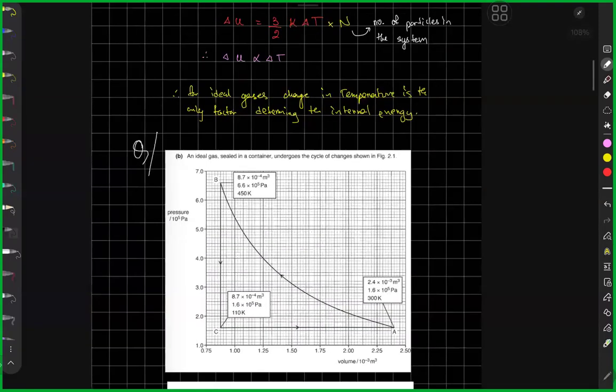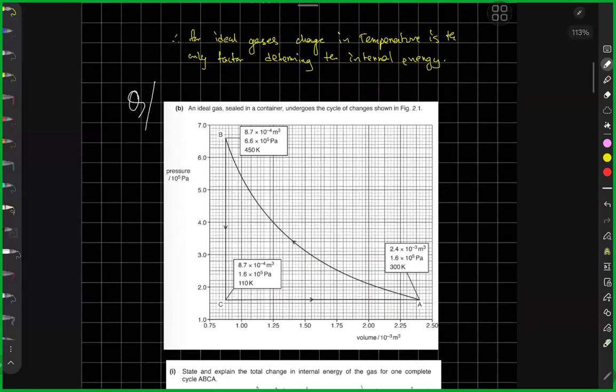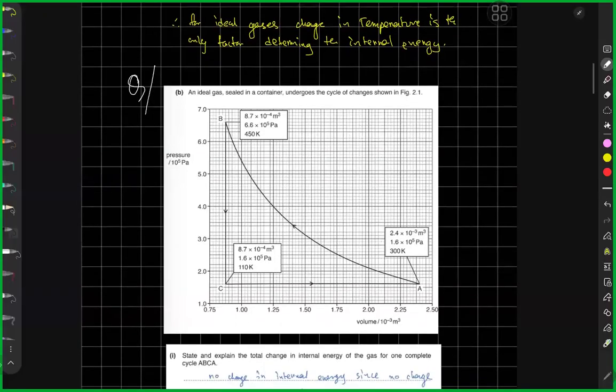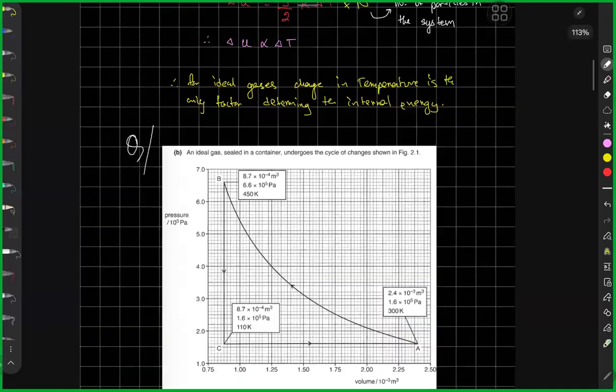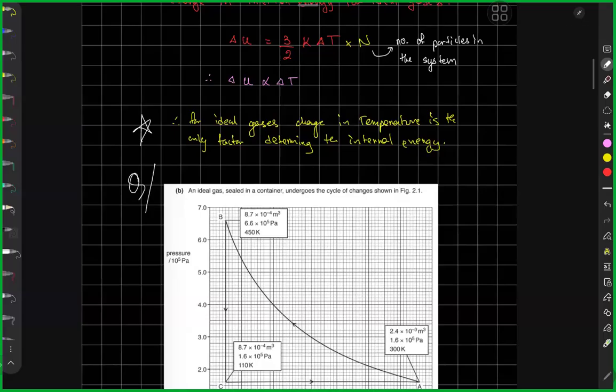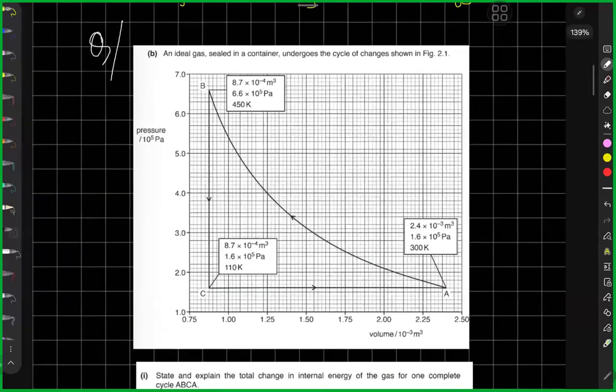Okay. So now, if you are clear with all of that idea, I'm going to show you one question and end this class today. Remember, this statement is going to help you. For ideal gases, changes in temperature is the only factor determining the internal energy. Okay. Now look at this.